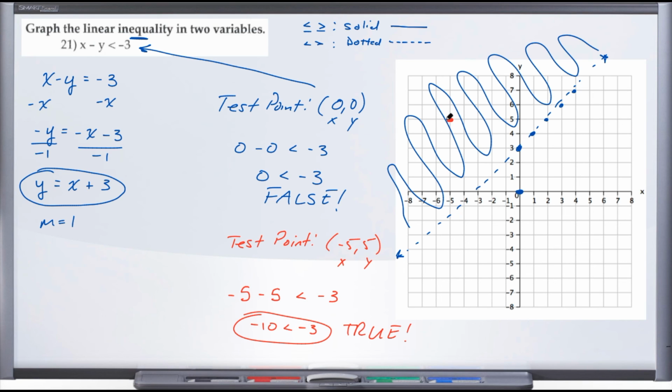And since this was a true statement and the point was above the line, we know that any point we choose above this line will also give us a true statement. So we shade above the line. All right, so the key takeaway when you are graphing inequalities and choosing a test point is you shade where the points make your inequality true.